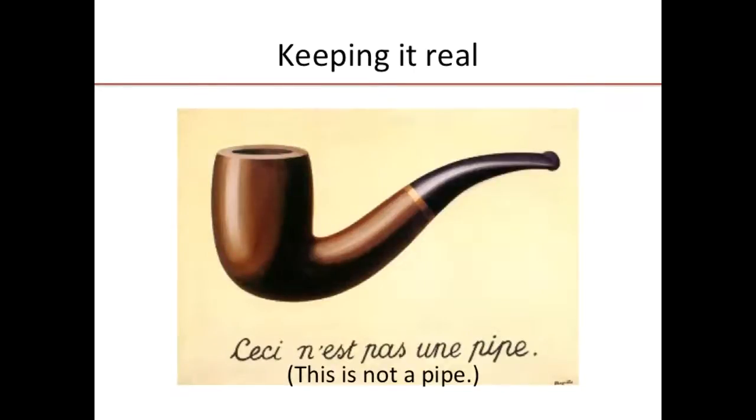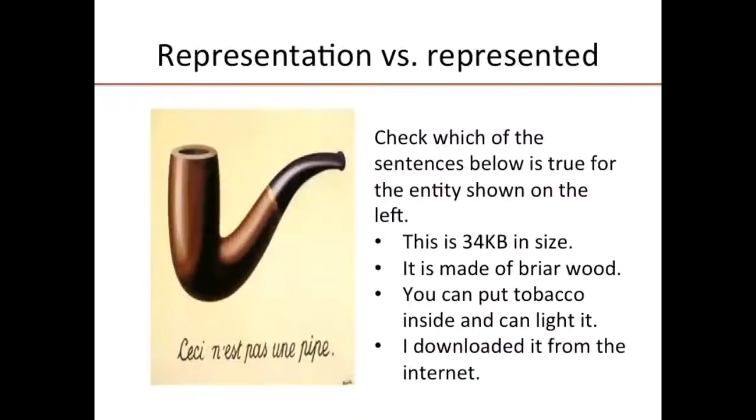So this is a really famous picture. And the picture says, this is not a pipe. Most people think that's a joke. As an ontologist, I think it's not a joke. This is not a pipe. It's a picture of a pipe. And there are differences between pictures of pipes and pipes.